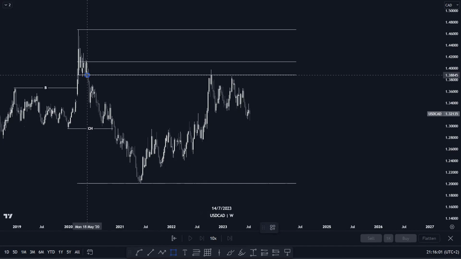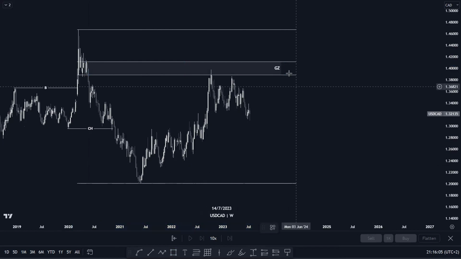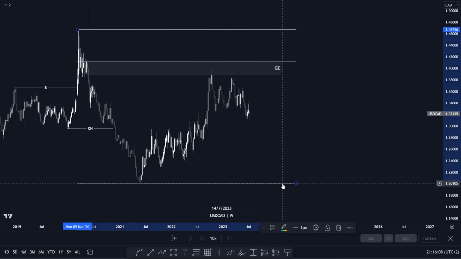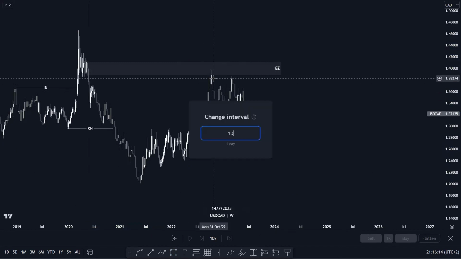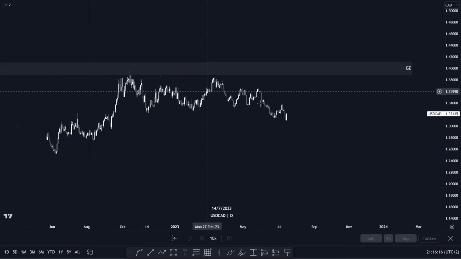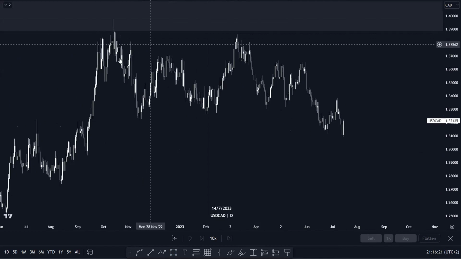which is adequate. Okay, so this is going to be our golden zone entry, whereby price tapped us into our golden zone entry in our weekly time frame. So if we scale down to our daily time frame, we can see that price created a change of character here, created this change of character.